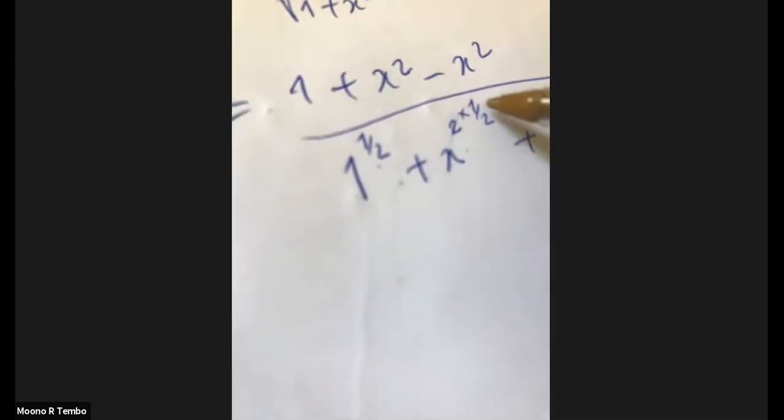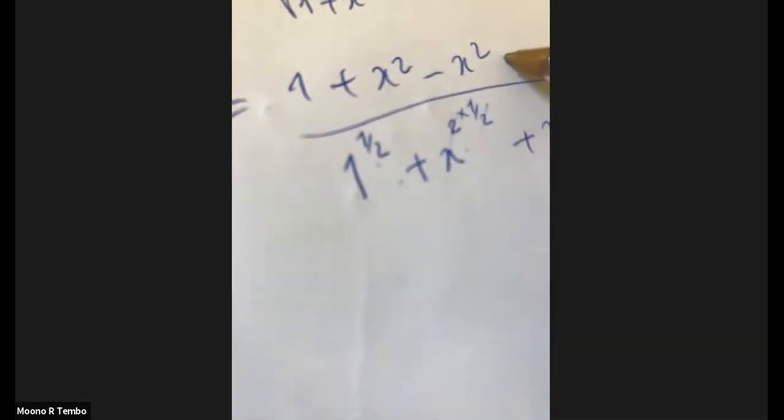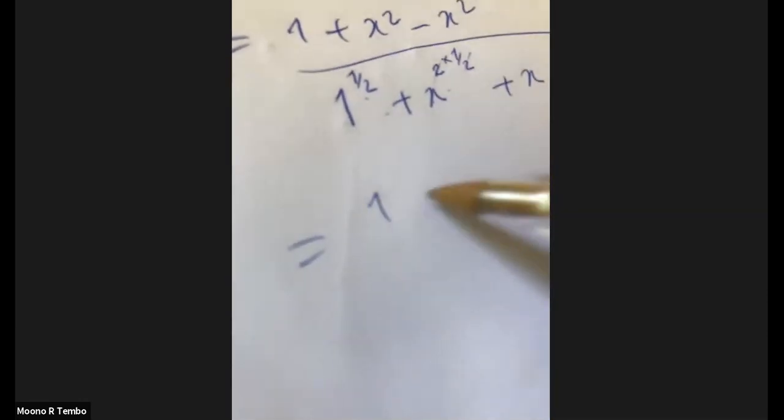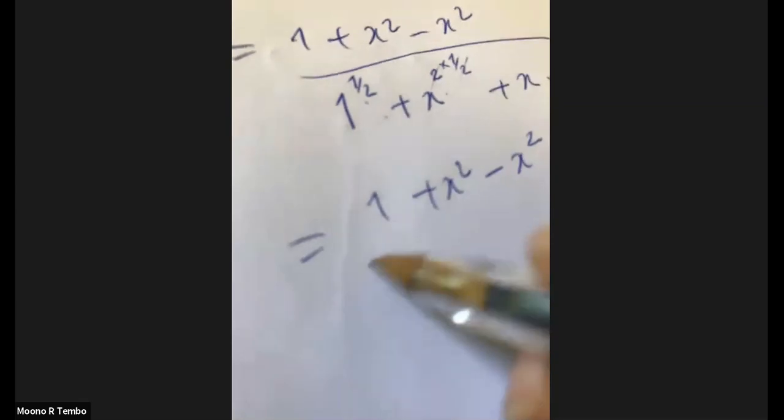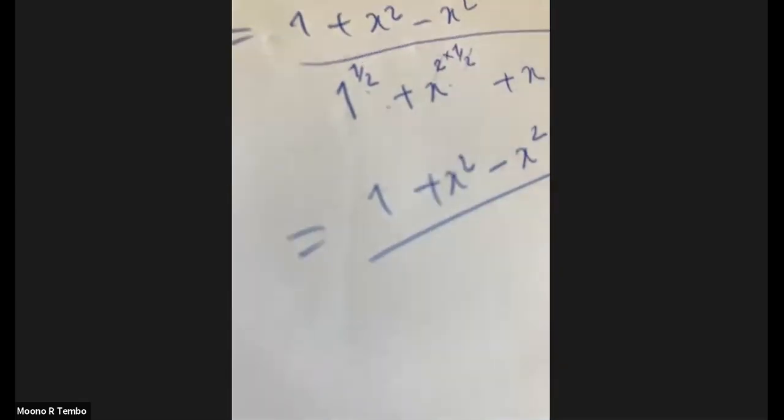Then this and this can actually cancel, and then they'll remain with 2x there. Then let's see, this will work. 1 plus x squared minus x squared there will still remain with 1 to the power half.